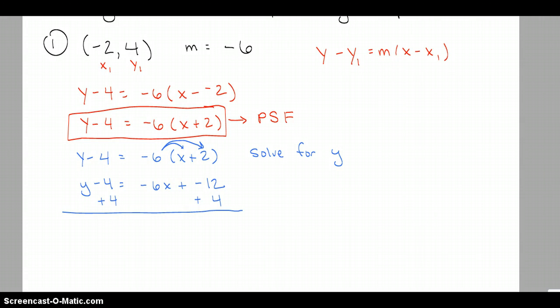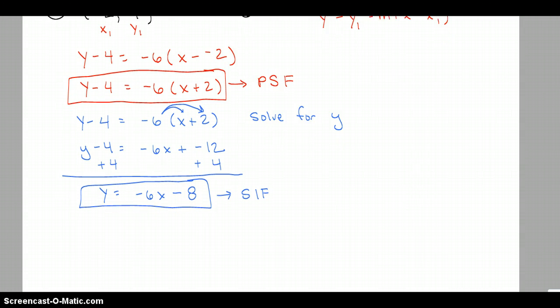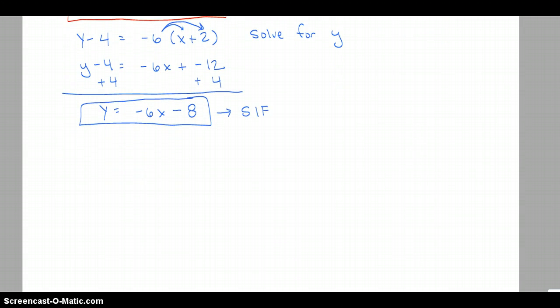And from there, we will now have y by itself. We have y equals -6x, and then it's plus -8 or minus 8, however you want to write it. Now we've solved for y, and it's now in slope-intercept form. And we're done. So we'll try one more problem doing the same kind of thing and see how it goes.